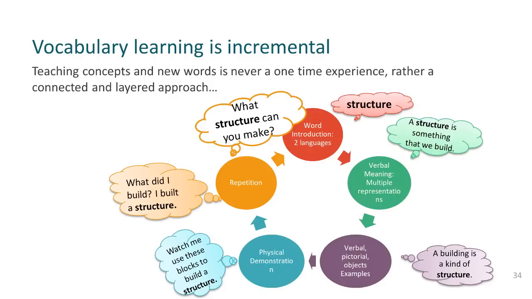Vocabulary learning is incremental; it doesn't happen all at once. In this chart, which may be helpful to you after we finish the webinar, first is the word introduction, and then bringing some meaning to that word. Here you see a structure is something that we build. But more important, we need lots of examples and lots of pictorial representations. It's not just telling children the meaning of the word, but giving many examples. Then we add physical demonstration. We talk a lot in early childhood about how if it's not in the hand, it's not in the brain. So when we introduce new vocabulary, children need opportunities to touch, feel, and manipulate objects that relate to that vocabulary. And then repetition, so that we revisit this over and over and over again.